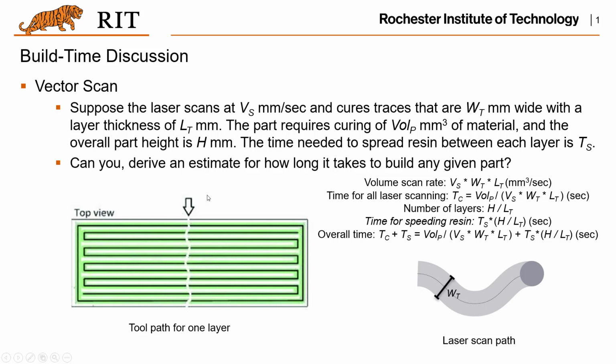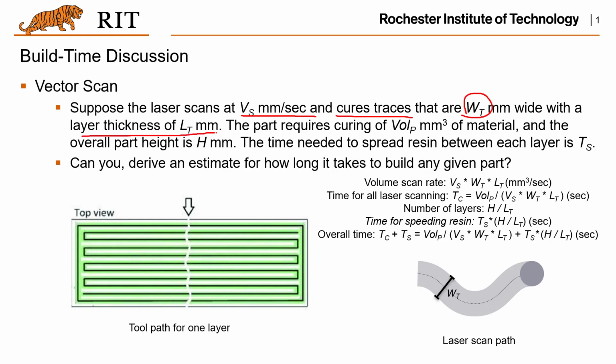So let's look at the solutions to a few in-class questions for lecture 7 and lecture 8. First of all is the build time for vector scan-based stereolithography. So we have a few known conditions, such as the laser scan speed, Vs, and also another known value, the width of the cure trace.